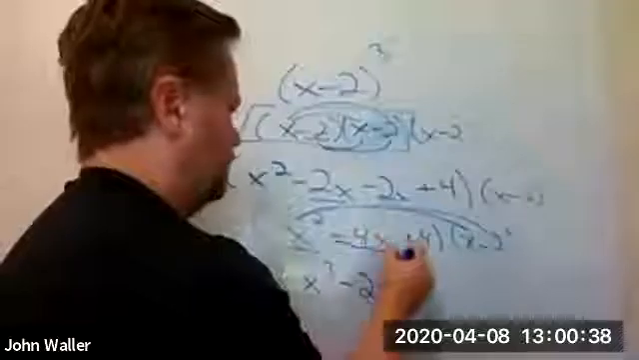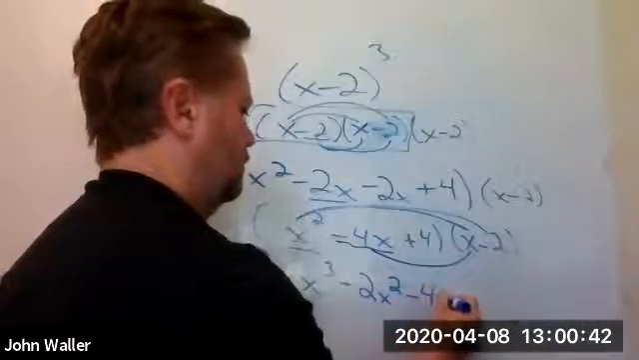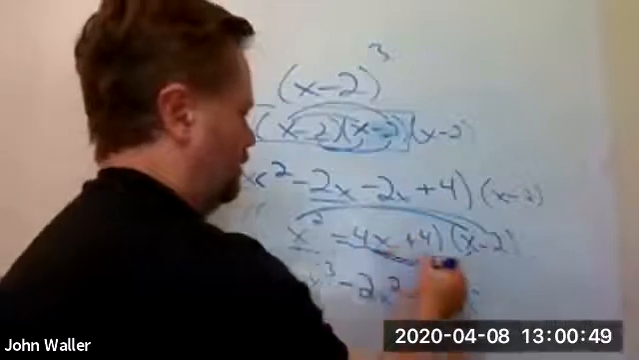And let's see where I'm at. So he's done. Now it's this guy's turn. What's negative 4x times x? Negative 4x squared. Yes. And then what's negative 4x times negative 2?